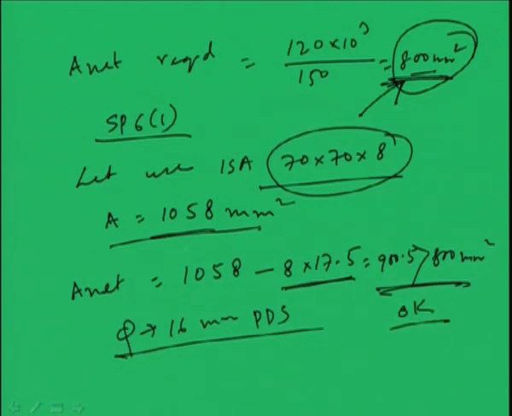That is why we have taken little more, because the net area required is 800 millimeter square. Now, after deducting the hole area, the net area should become more than 800 or at least 800. So, after deducting we are getting 900 millimeter square. So, that is why we can consider that this section 70 by 70 by 8 is okay.